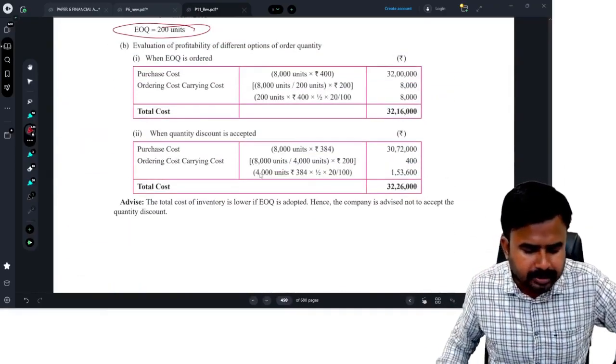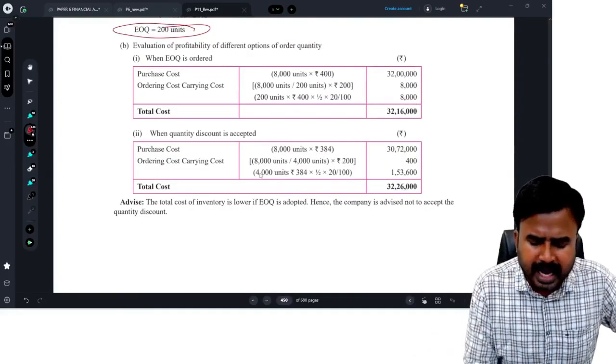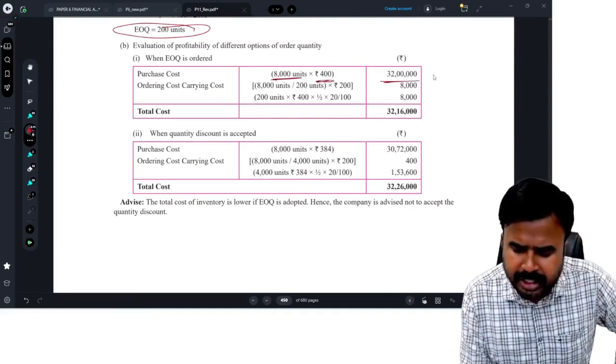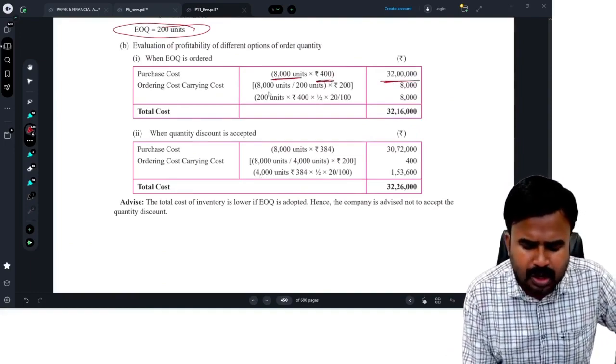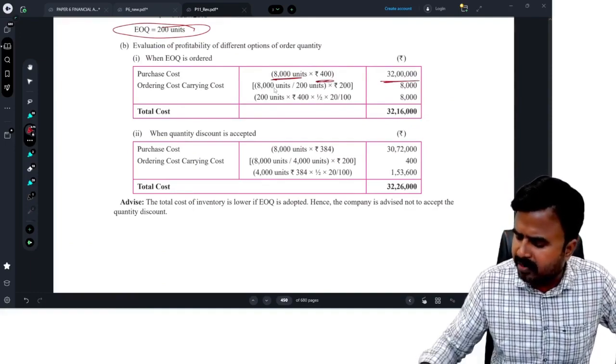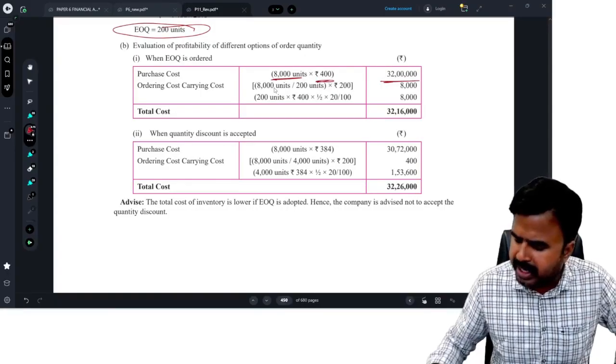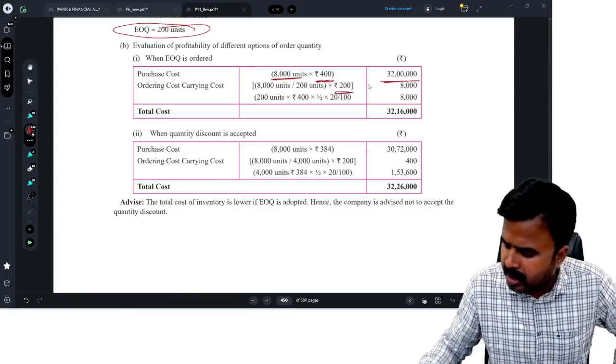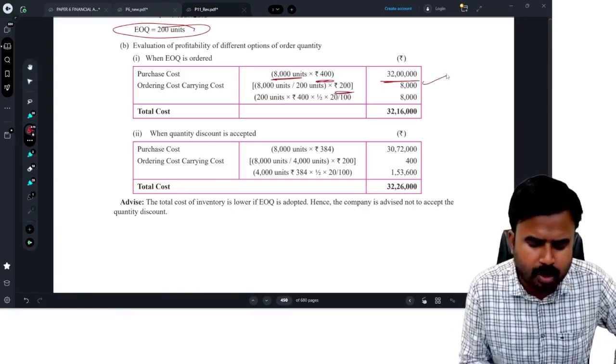Now look at the table here. When EOQ is ordered, I have taken purchase cost: 8,000 units of raw material I am purchasing into 400, 32 lakhs. Ordering cost and carrying cost. Ordering cost means A, annual raw material requirement 8,000 divided by ordering quantity EOQ 200. Number of orders are 40 orders to be placed into cost per order 200. 40 into 200, I got 8,000 rupees ordering cost.